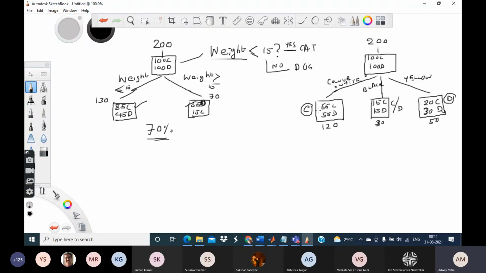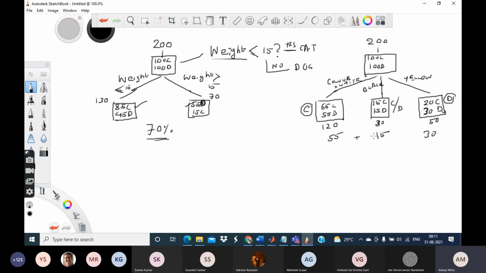So that means, in this case, how many have I correctly classified? Here I have classified 55 cats correctly. Here I have classified 30 dogs correctly, and here the expected classification accuracy is 50%, so about 15.